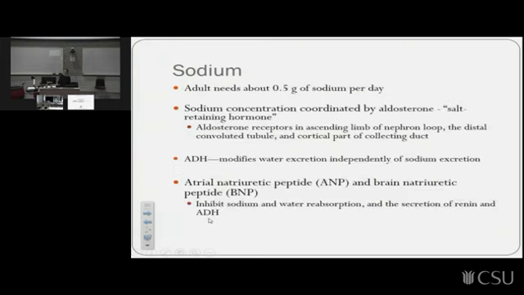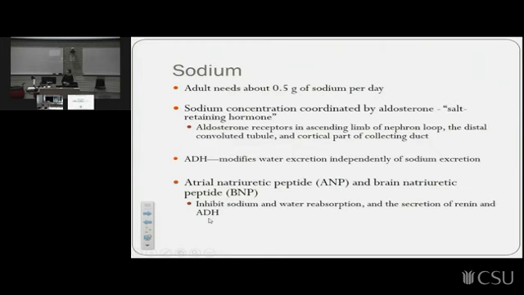So an adult needs about 0.5 grams of sodium per day. The average American male diet, I think they consume 3 to 7 grams per day. So to have a sodium deficiency is very rare.